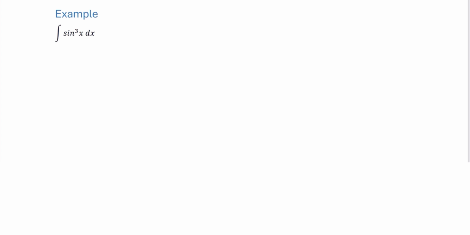In general, with these kinds of integrals involving sine and cosine, we want to write only one sine factor and the remainder of the expression in terms of cosine, or only one cosine factor and the remainder of the expression in terms of sine. One of the techniques we use is the trig identity sine squared x plus cosine squared x equals 1.